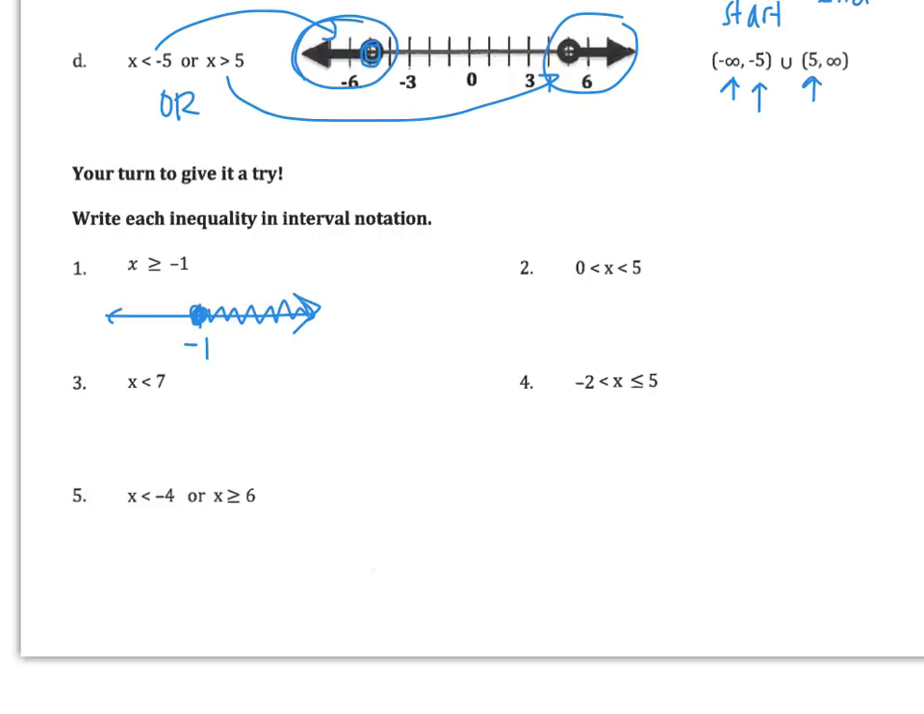So in this case, do we know the starting point or do we know the ending point? Well, that negative 1, that's going to be the starting point. So negative 1, and then I'm going in the positive direction. Now, infinity always has a parenthesis. The negative 1, we're including it because that equal sign or the closed circle, so there's going to be a bracket there.